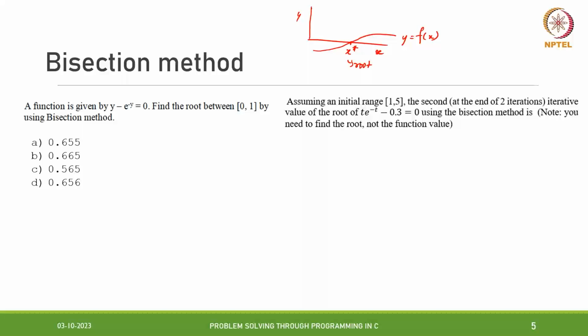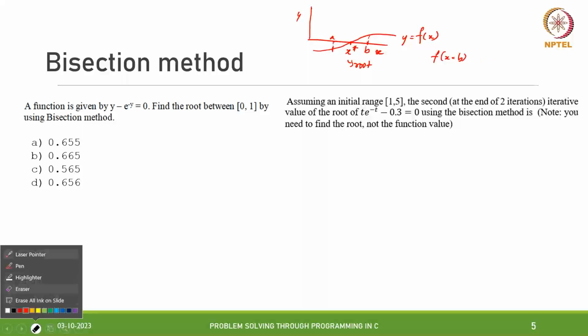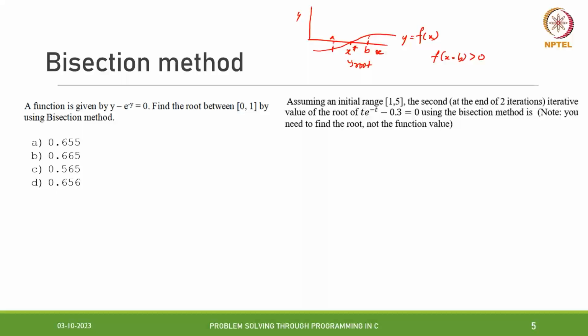What we do here is we consider one starting point somewhere here, say A, and another starting point at B. So I am taking two initial conditions where one is positive: the value of f of x at B is greater than 0, and f of x at A is negative. So I am taking two initial conditions like that.